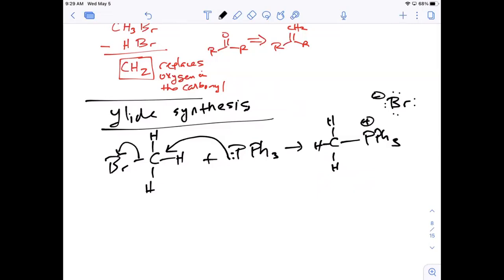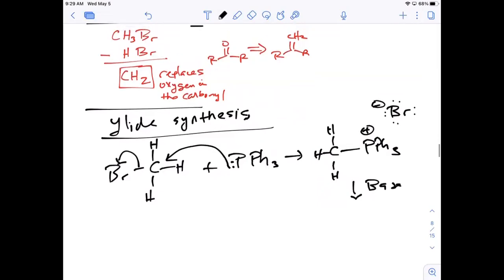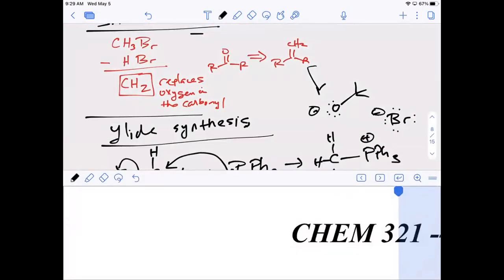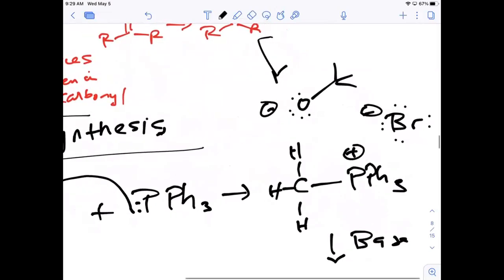So then now this is where I need my base. If I add in my base, which up here we used potassium tert-butoxide, I'm going to draw that in here. This is negative, and then potassium is here. So then I want to pull off this proton. So it's just a proton transfer.